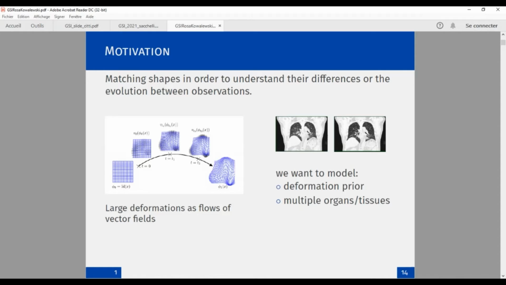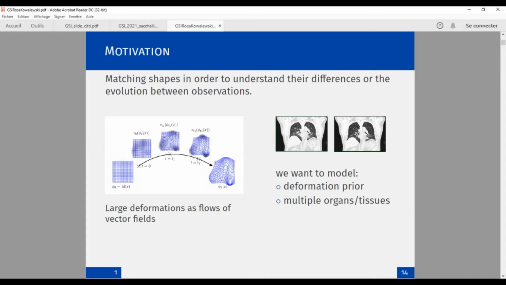So a possible application could be registering different observations which were taken at different time points. For example, these two lung images at different times during the breath cycle. This particular example presents several difficulties. First, we would like to incorporate some prior knowledge on the deformations of the shapes, so of the lungs and the organs and the surrounding tissue.